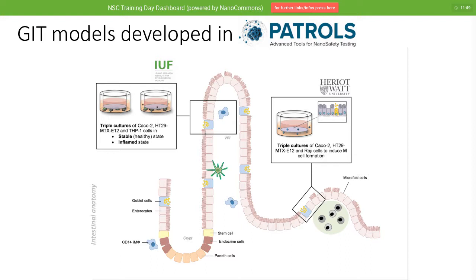At the IUF, we have also focused on a triple culture model of CACO2 cells and HT29-MTX cells, but we have focused on the introduction of an immunocompetent cell line, and here we have used THP1 cells as a model for macrophages. The important part about this model is that it can be used in both a healthy state, which I'm calling stable, or in an inflamed-like state.